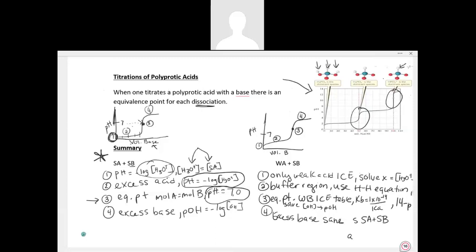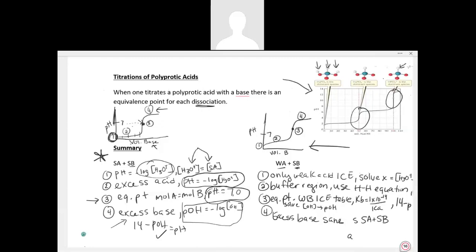Our last region up top here is when we have excess base. We can solve for pOH once we find our concentration of hydroxide ions. We take the negative log of that to get pOH, and then 14 minus pOH gives us pH. So that's the last equation for a strong acid, strong base, and these are the 4 different points along the titration and what to use when. Then over here on the right, we see our summary of a weak acid, strong base titration.